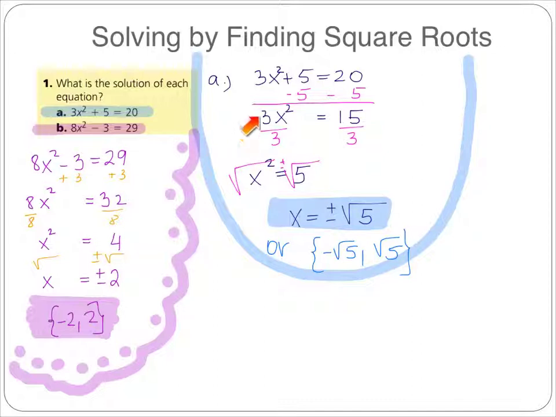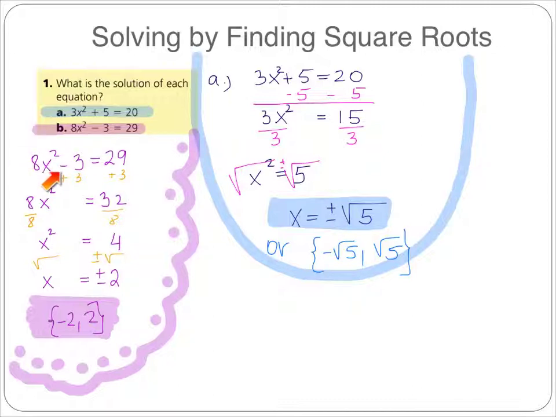Then I have to take the square root of both sides. So what I have, x equals plus and minus the square root of 5. Please be careful to always use plus and minus because both negative square root of 5 and the square root of 5 are going to yield 5 as the answer, because square root of 5 times square root of 5 equals 5, and also negative square root of 5 times negative square root of 5 is also 5.